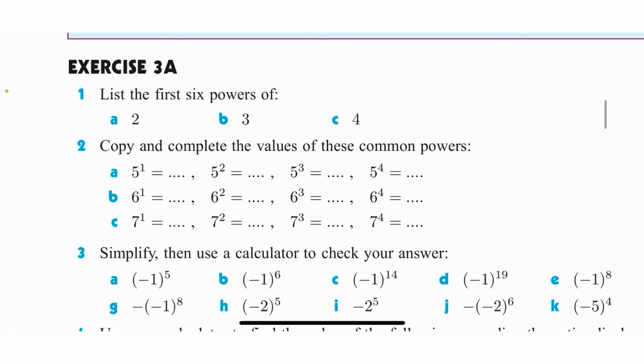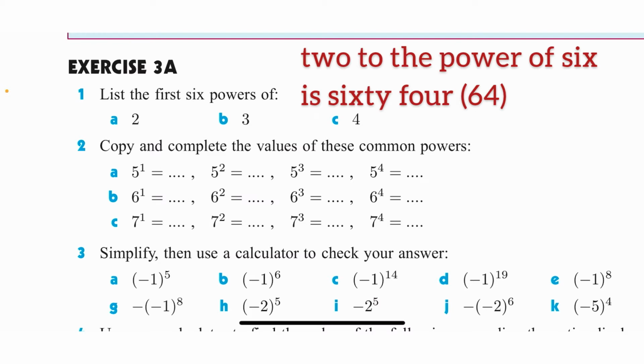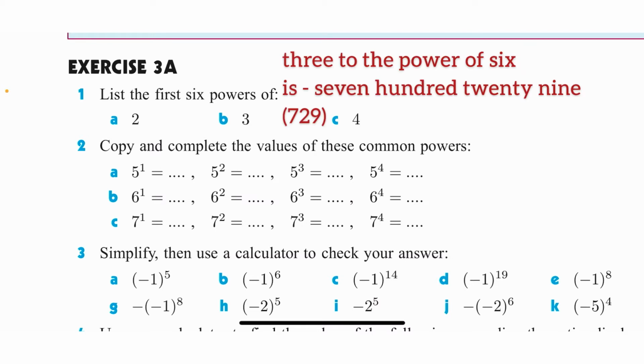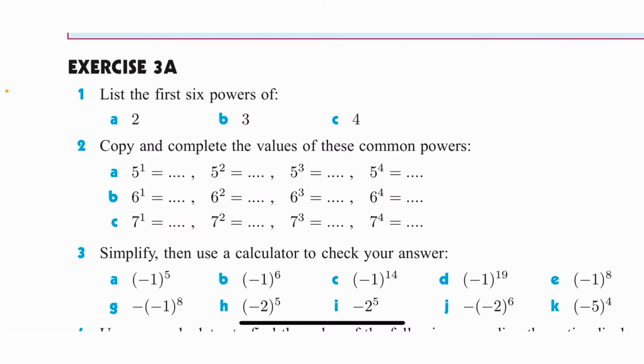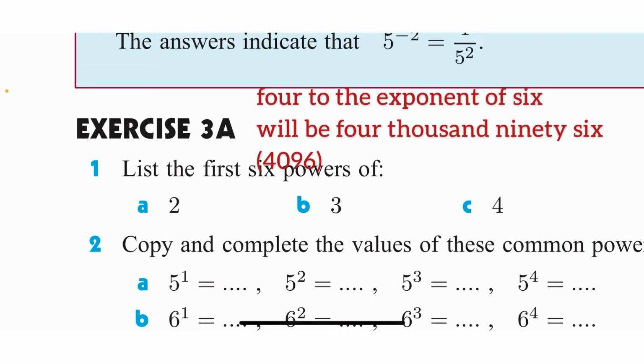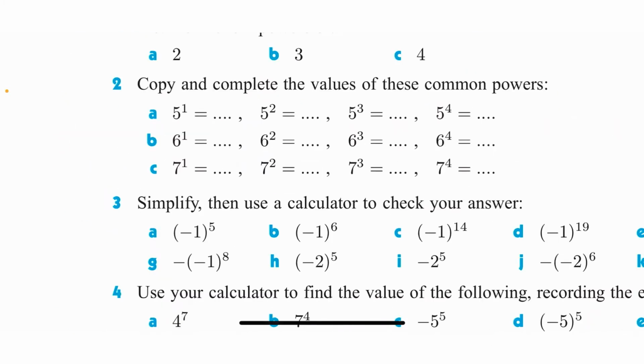Let me answer these questions. List the first 6 powers of 2, 3, and 4. The answer will be: 2 to the power of 6 is 64, right? Am I correct? 3 to the power of 6 will be 729. When I multiply 3 six times, I get 729. And when I multiply 4 six times, I get 4096.